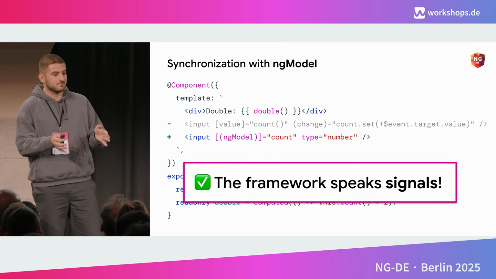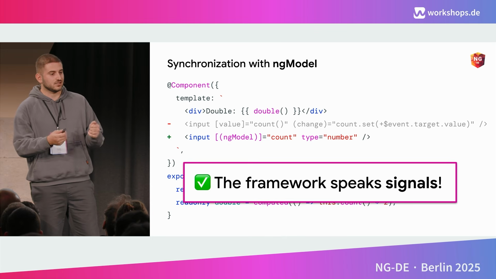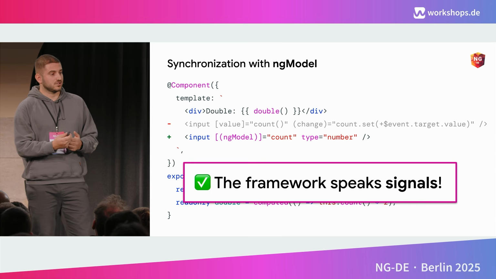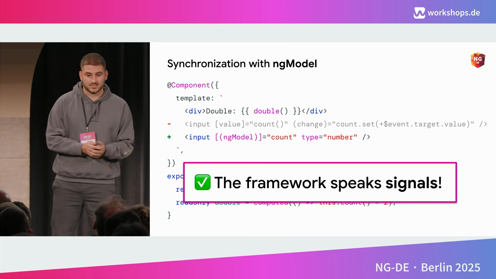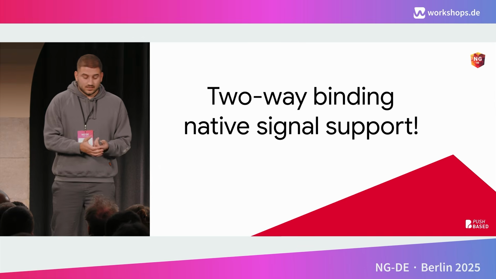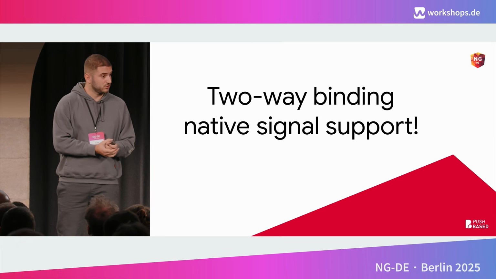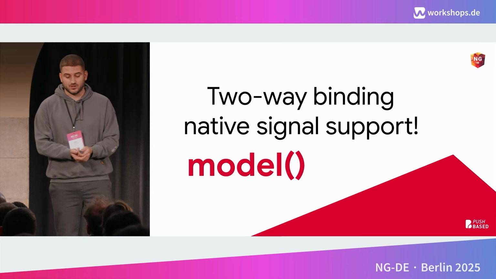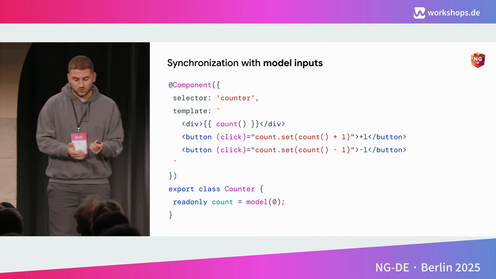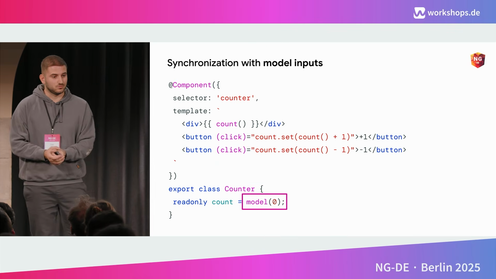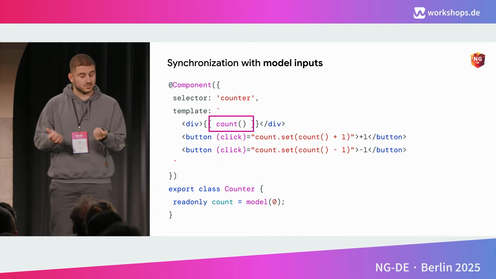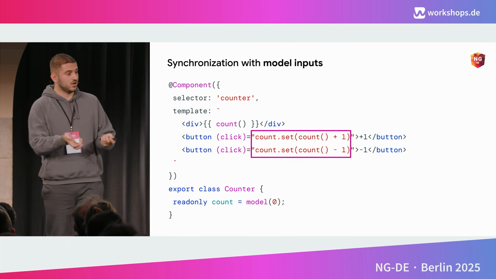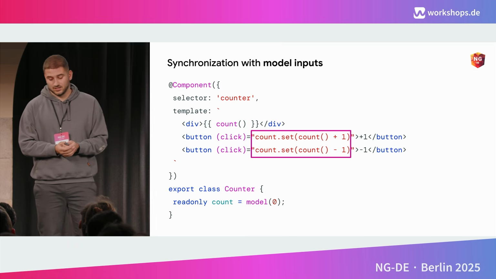Because the framework speaks in signals. It says, give me a signal, I know what to do with it. I can synchronize it with my DOM, and I will synchronize DOM with your state. Basically, Angular saw that as an opportunity, and now it also provides two-way binding native signal support with model. So we can say model, so read-only count model. And of course, it's a signal, so we can just call it. It's a writable signal, so we can also update it, so-called set or update on it.